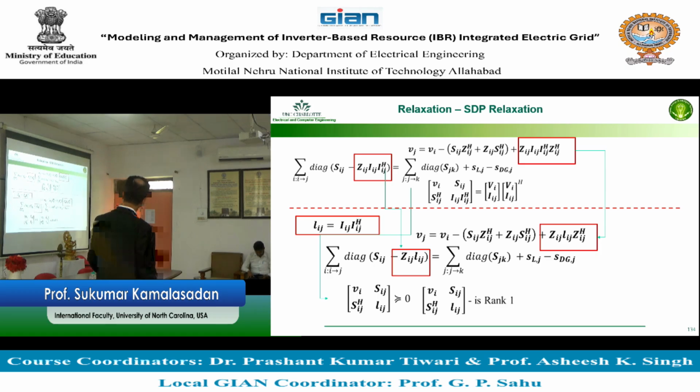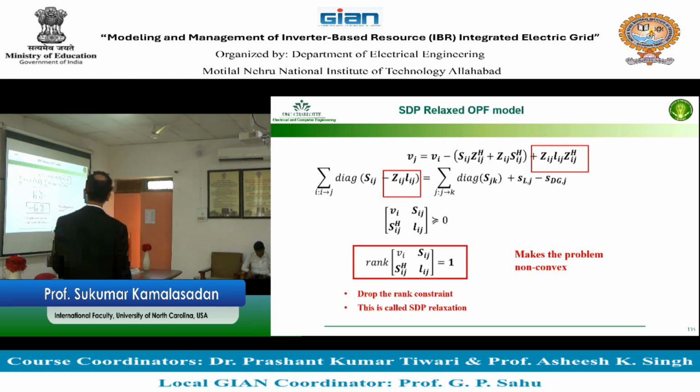Now you look at the rank of the matrix. If the rank is 1, good. Otherwise, drop the rank constraint, the constraint that makes the rank equal to 1. That is what we call relaxation. Now you can solve it.